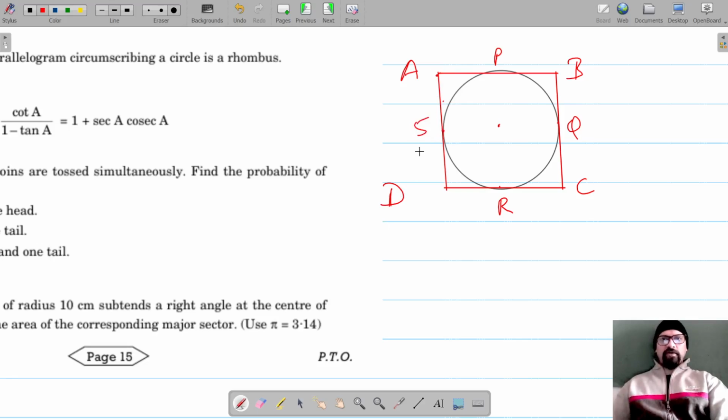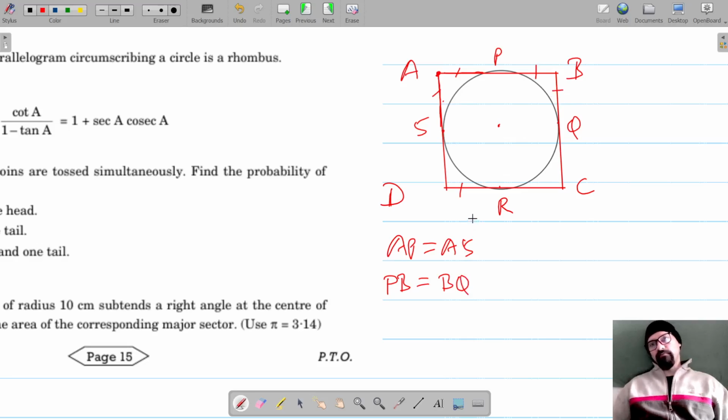Now A is an external point for the circle, and from here there are two tangents, AP and AS. So AP is equal to AS. The reason being, tangents drawn from an external point to a circle are equal. And the next one is PB. PB is a tangent drawn from external point B. So PB is equal to BQ.